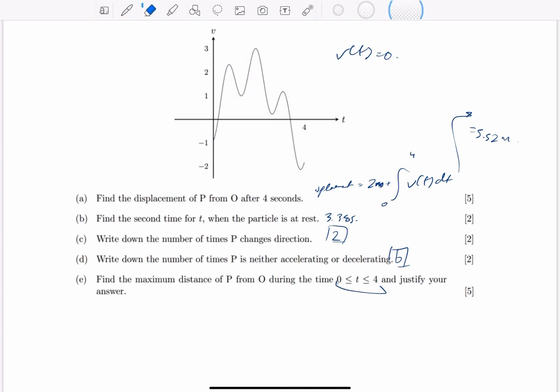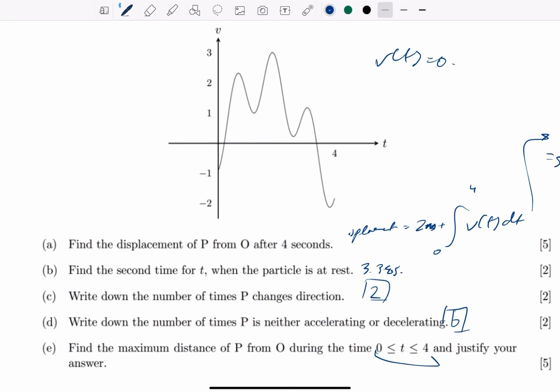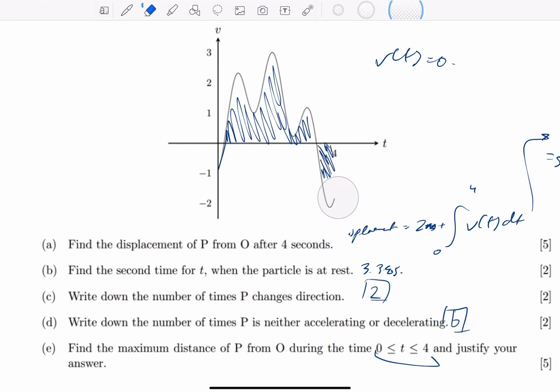All right, find the maximum distance of P from O during the time 0 here. Okay, this is asking for distance, or I guess displacement. But if you think about it, when are we going to be furthest away from O? So of course we're going to start 2 away. That's always the default, at least by this question. But we need to ask ourselves, if we go here, when does it start to detract? Well, it starts to detract after this, and that's when we start to go backwards.